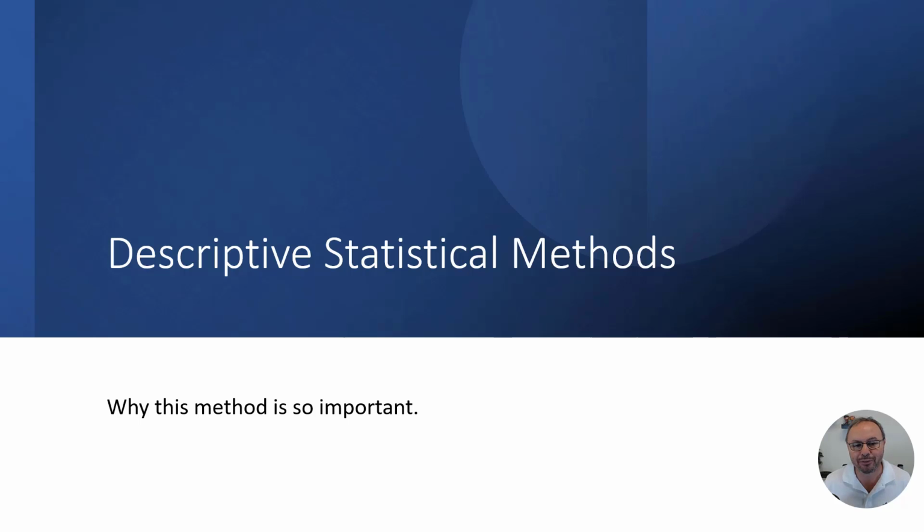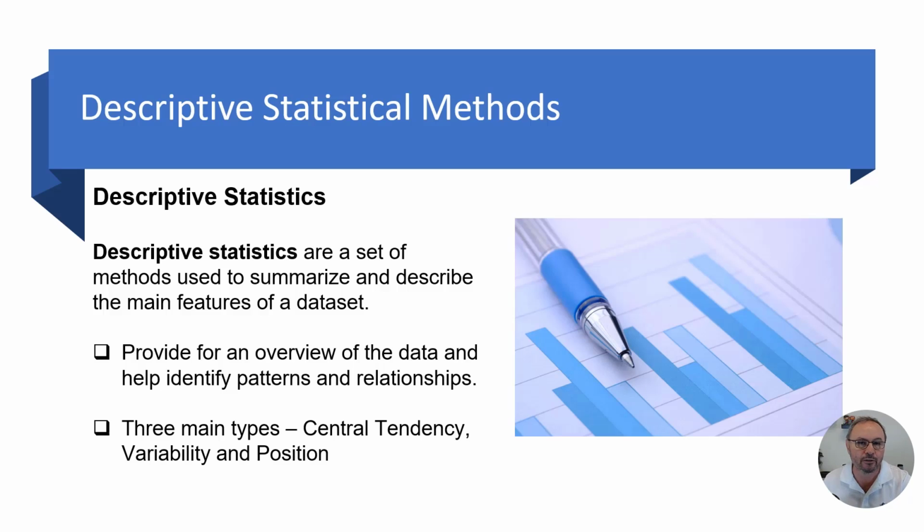Descriptive statistical methods. In this lesson, we want to focus on the descriptive method and understand why it's so important in the world of data analysis. When it comes to descriptive statistics, this is a set of methods that we use to summarize and describe the main features of a data set. We could think of this as like a summary. So if we write a report, we have what's called an executive summary. I like to compare this to that. We're really just putting together an overview of the data and the relationships that that data is part of.